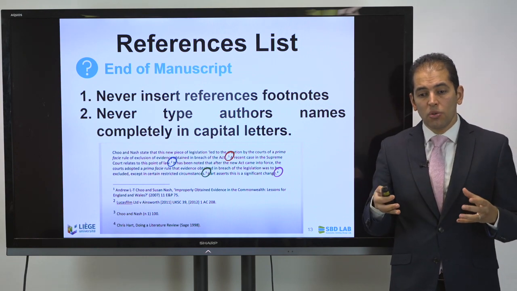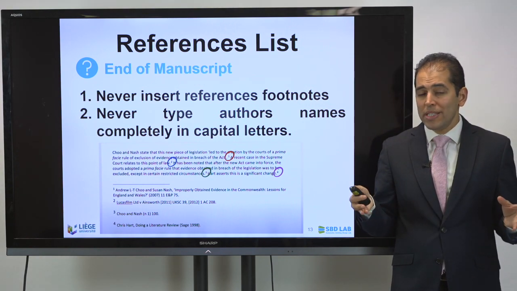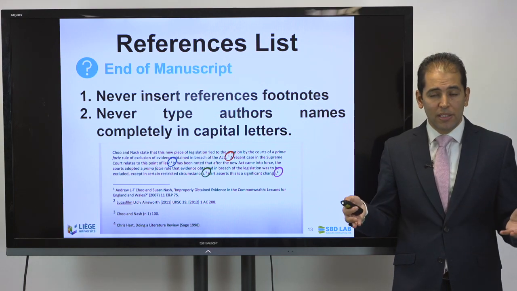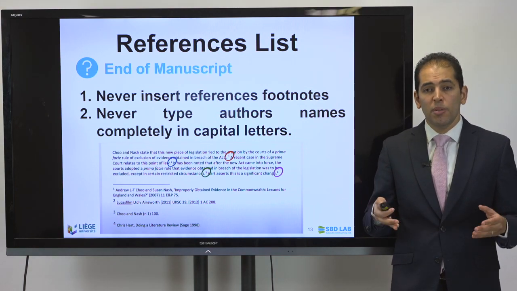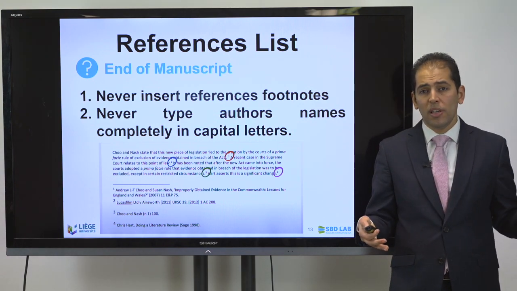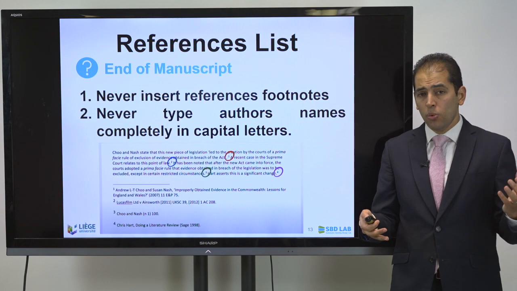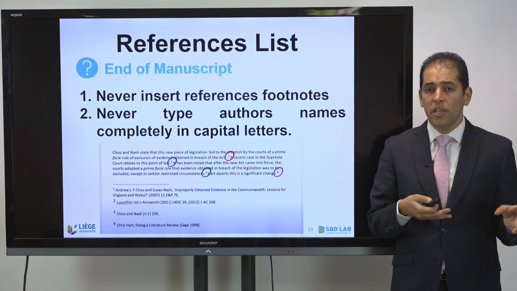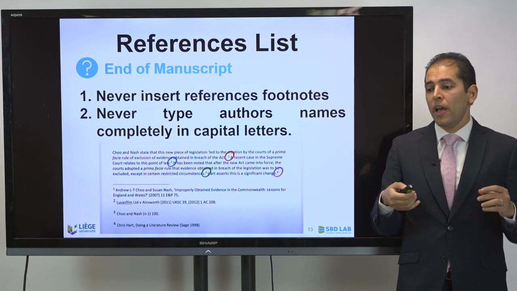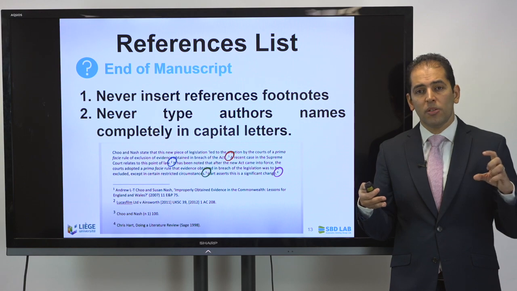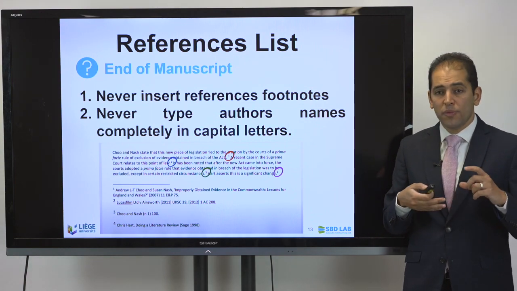Now, some advice on what to avoid: never insert references as footnotes, and never type the authors' names completely in capital letters. This is very common. People leave the whole citation reference in capital letters. We never use capital letters unless it's the first letter of a word for an author, the initial of the family name, or the first name. And even in the title and the text of the reference, only the first letter of the first word in the title should be capitalized.